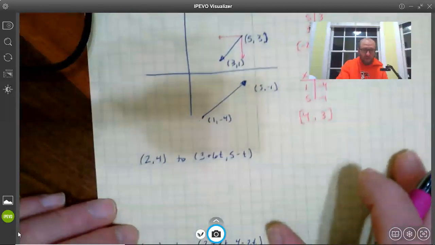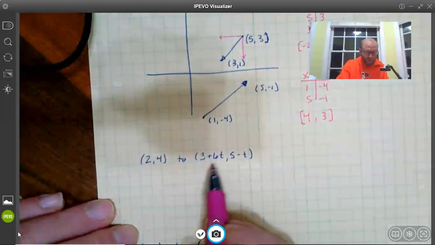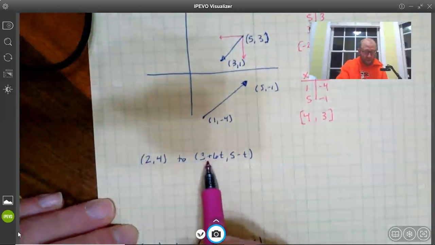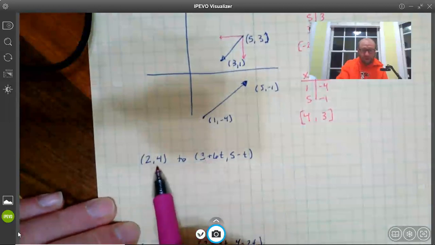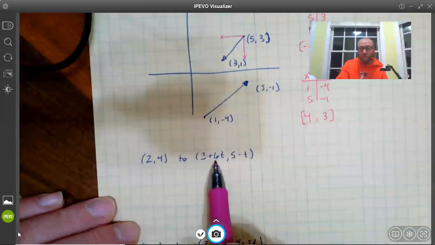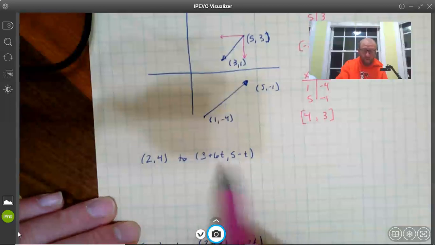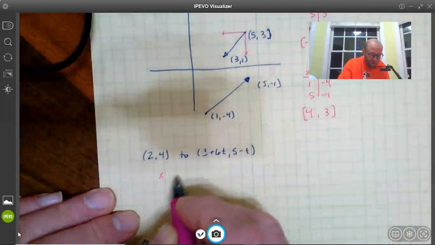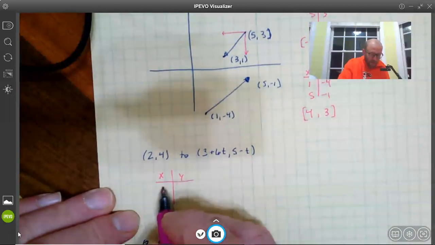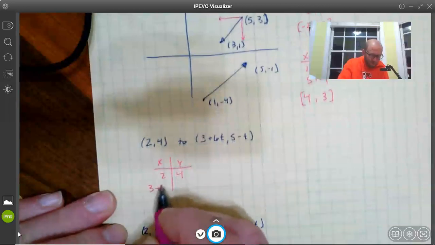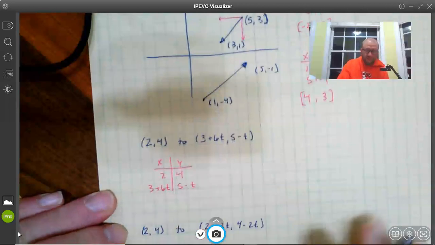We could do something more complicated where we have, instead of just actual coordinates, some sort of an expression. This would be like, say, if I were tracking the vector from the point 2, 4 to some moving point. We've seen things like this before with our parametric equations. Same thing though. X, y, from the point 2, 4 to 3 plus 6t, 5 minus t.